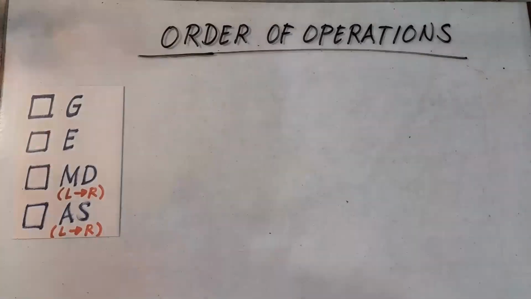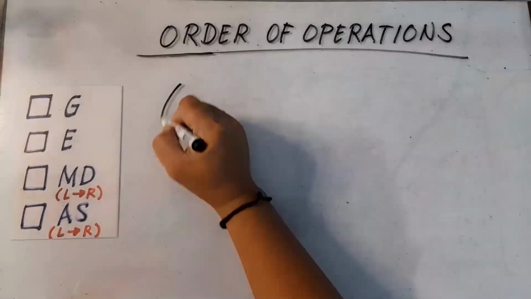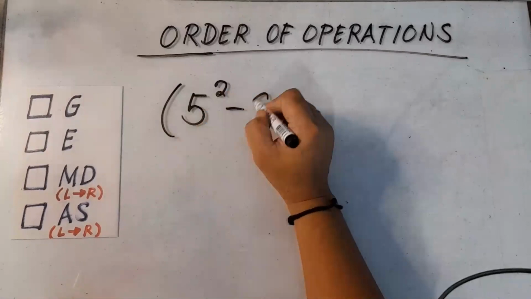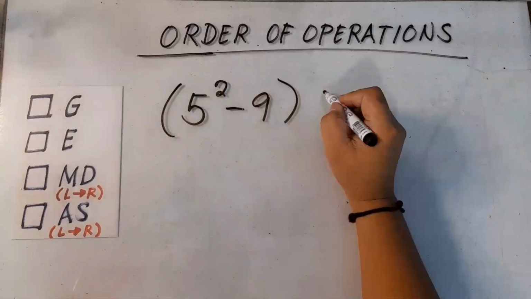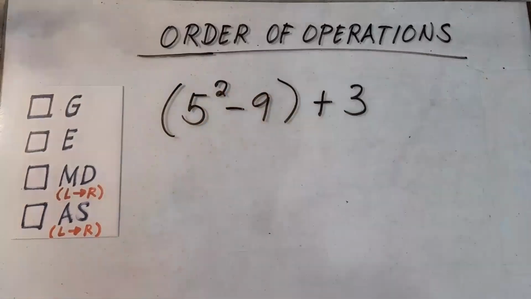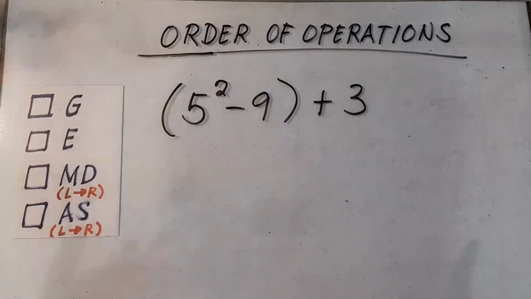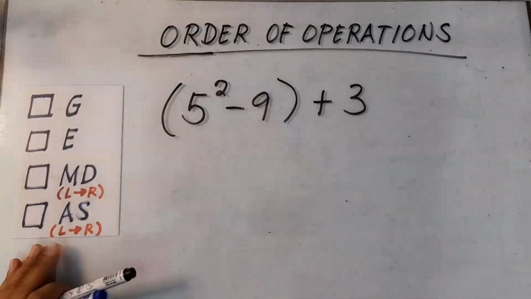Paano naman ngayon kung yung exponentiated expression natin ay nasa loob ng parentheses? Kagaya nito. We'll have 5, the quantity 5 squared minus 9 plus 3. Okay? So, paano natin ngayon isosolve itong expression na to? Paano natin yan isi-simplify? So, tignan uli natin yung checklist natin.